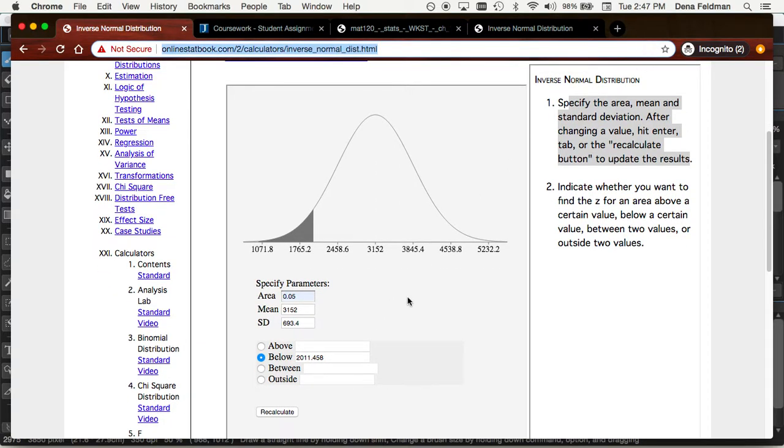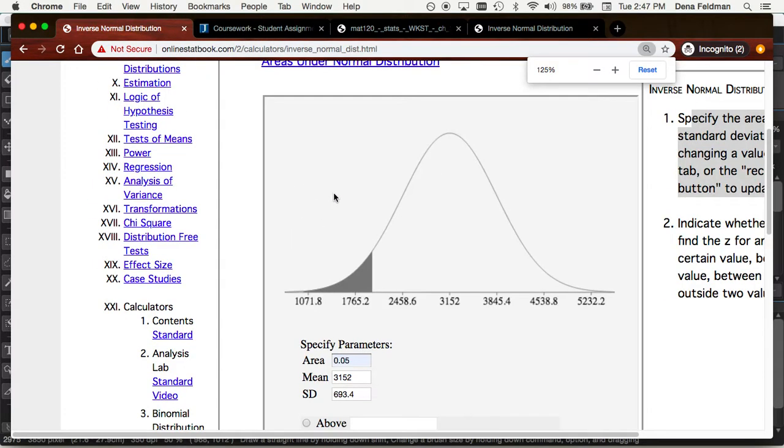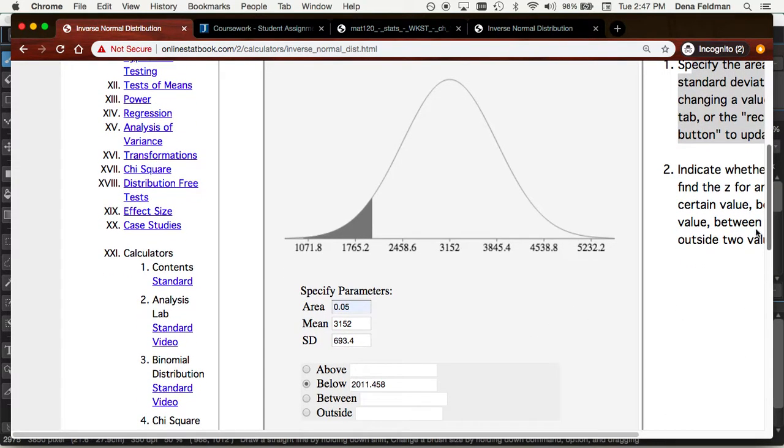Zoom in a little bit, maybe. There we go. So I've shaded this inverse normal distribution by inputting the area, clicking below, and using these numbers. I am told 2011.458. This number right in here separates out 5% of the area down here and 95% of the area up here in this white space.